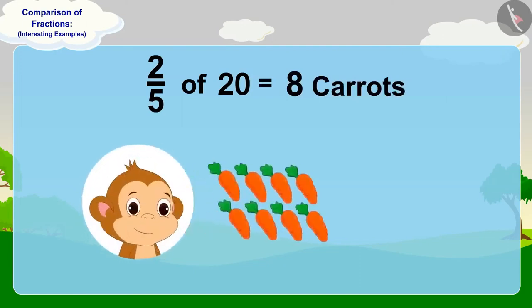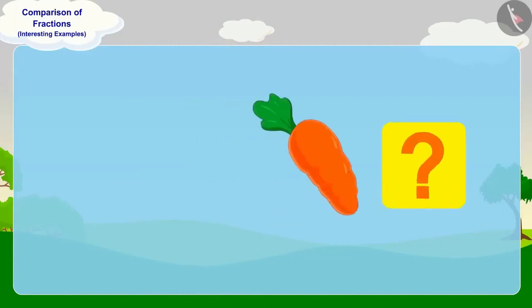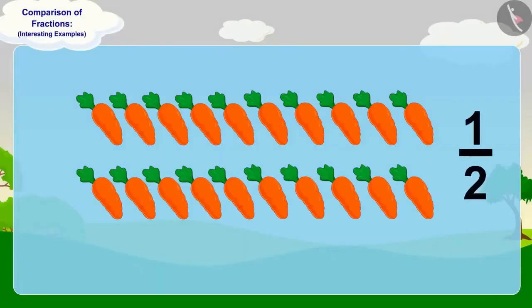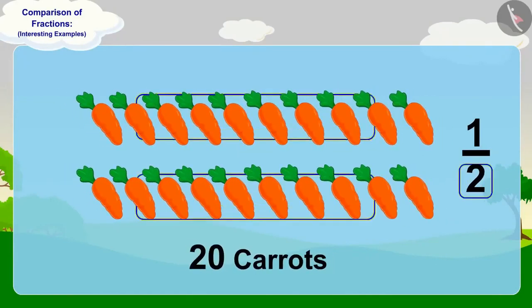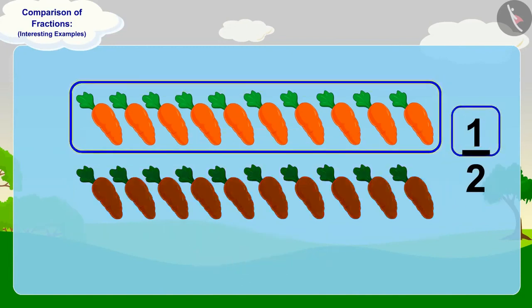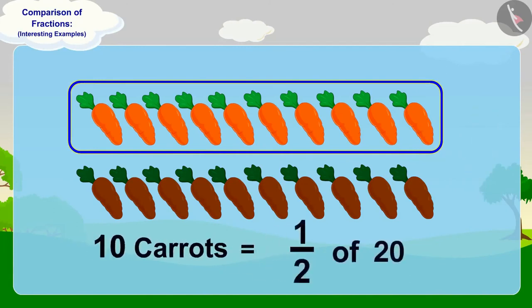Babban will give 8 carrots to Bunny. Let us see how many carrots will Babban give to Golu. To find half of 20 carrots, we have to divide them into 2 equal parts. And then, 1 part has to be taken from it. In this way, 10 carrots will be half of 20 carrots.